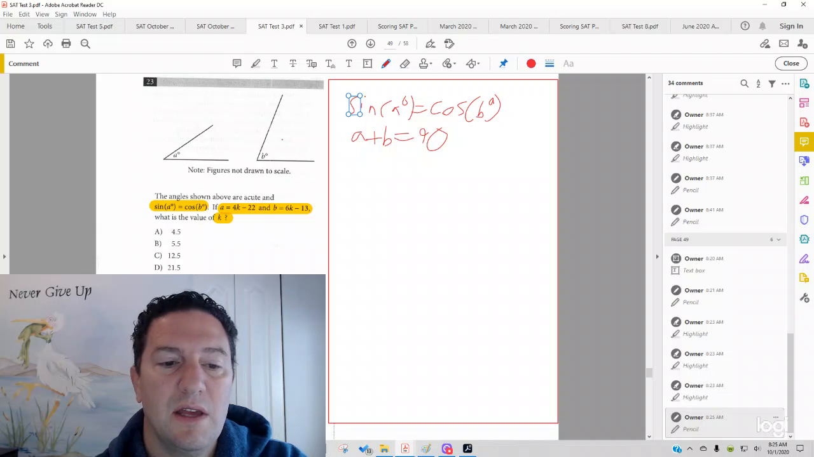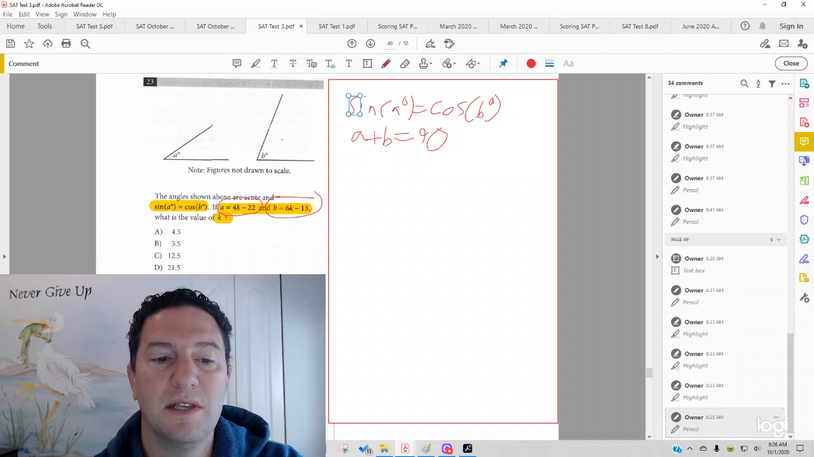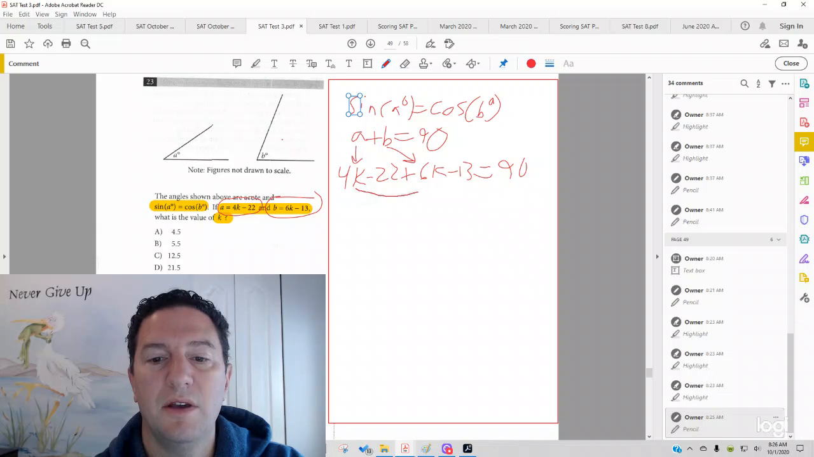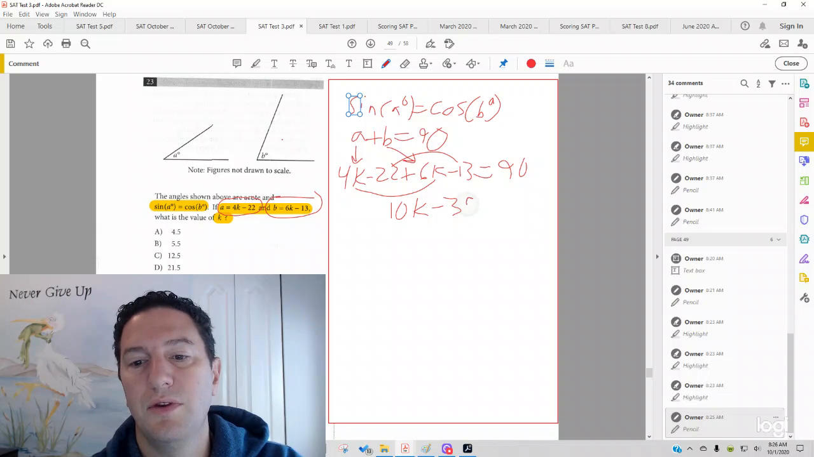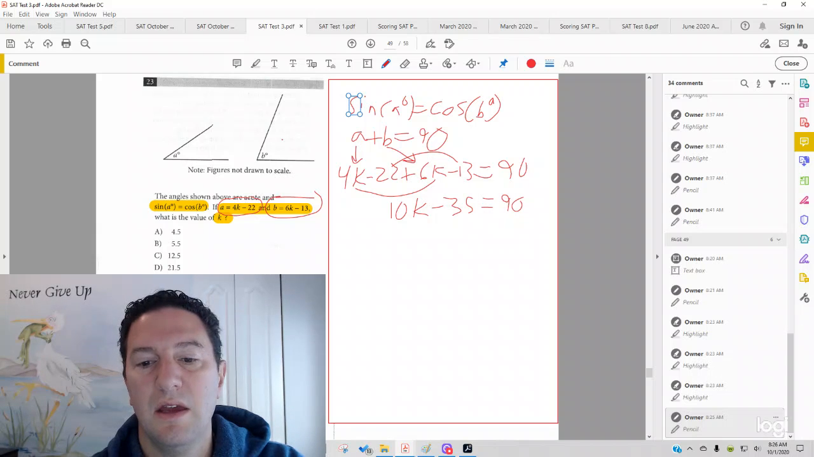And if A equals 4k minus 22 and B equals 6k minus 13 and A plus B equals 90, then in place of A, I could put 4k minus 22. In place of B, I could put 6k minus 13, and set that equal to 90. Now I combine like terms, I get 10k, and negative 22 minus 13 gives negative 35, equals 90. Then if I add 35 to both sides, I get 10k equals 125.